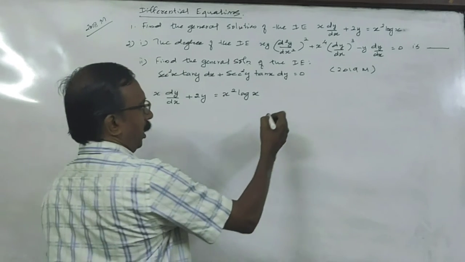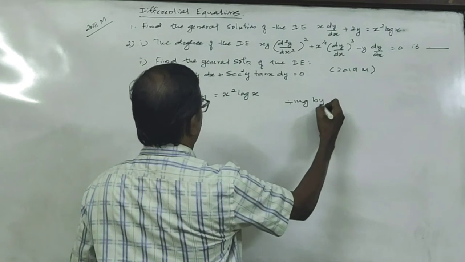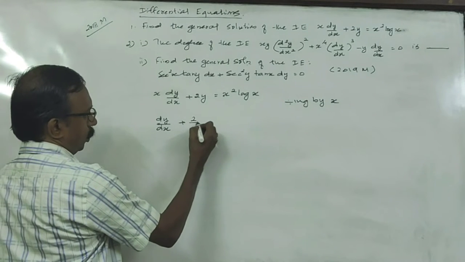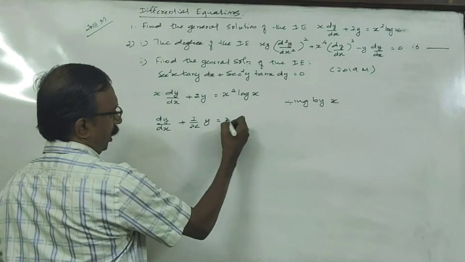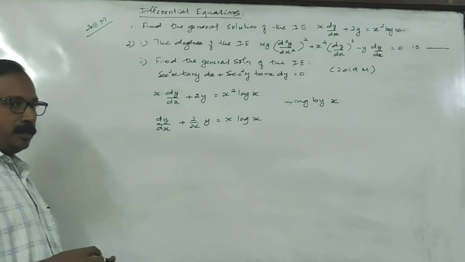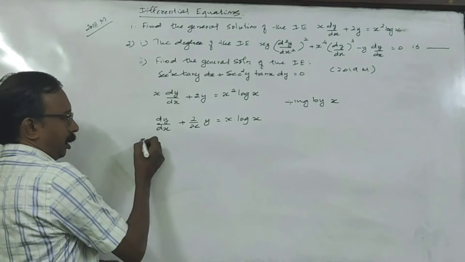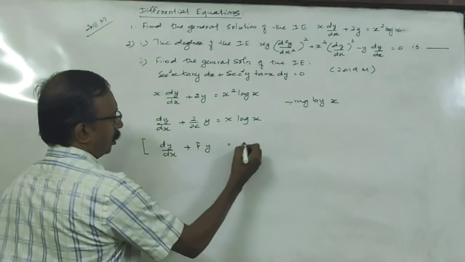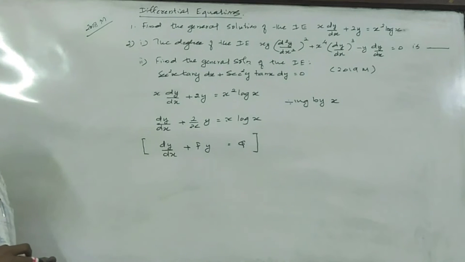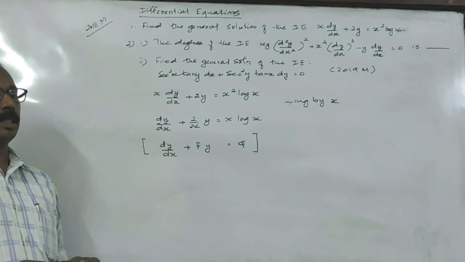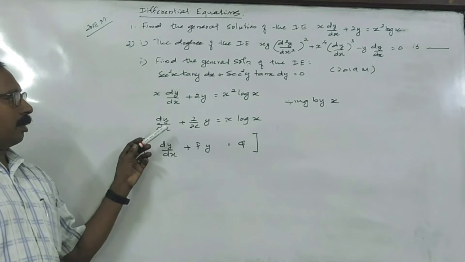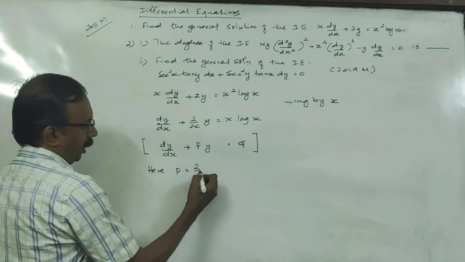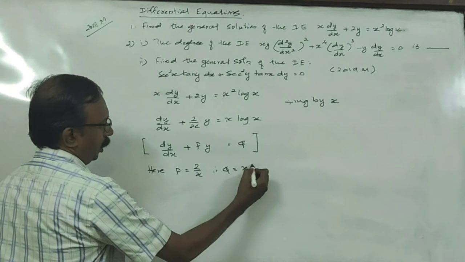Here, dividing by x, we have dy by dx plus 2y by x is equal to x into ln x. Now this differential equation is in a standard form, dy by dx plus py is equal to q, and this equation is known as a linear differential equation. For this linear differential equation, here p is equal to 2 by x and q is equal to x into ln x.